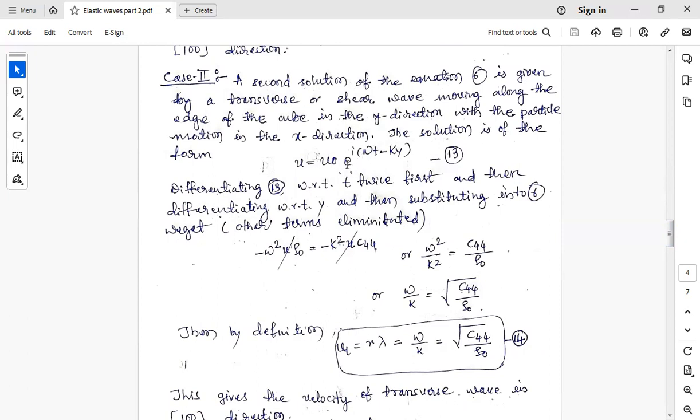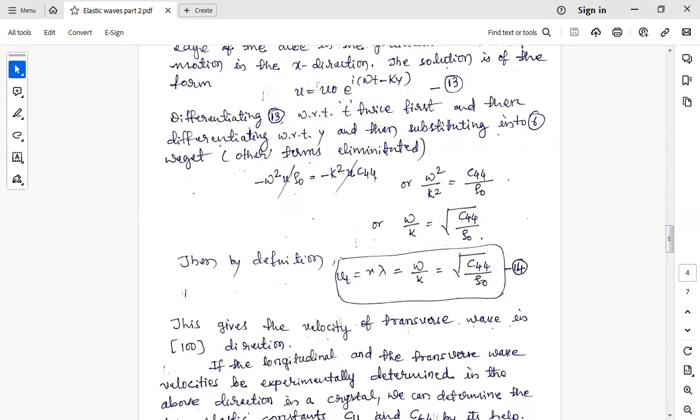So that is why this kind of solution we have assumed for that. And the same thing is done, meaning differentiating equation 13 with respect to time twice, and then with respect to y twice, and substituting into equation 6, all other terms are eliminated. So again, we got this kind of equation. Simplify this and we get an expression for velocity. By definition, velocity is equal to nu lambda. So from this, omega by k is equal to root of c44 divided by rho naught. So this gives the velocity of the transverse wave in the 100 direction.